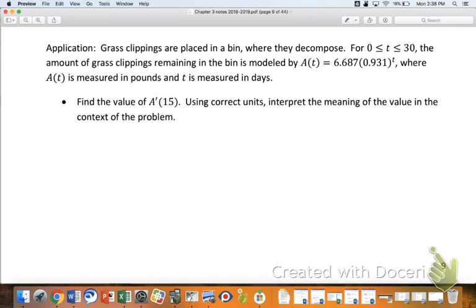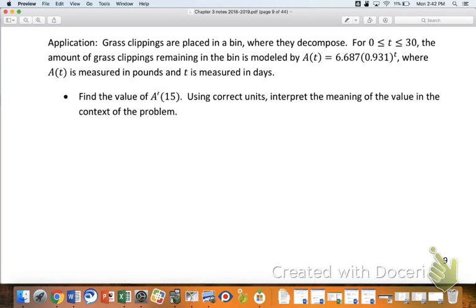So I'm going to say A prime of 15 equals negative 0.164. Okay, so we go with the 3 decimal thing there. And if this were some test question, that would at least earn you the first point, right? But now we want to get this explanation in as well.